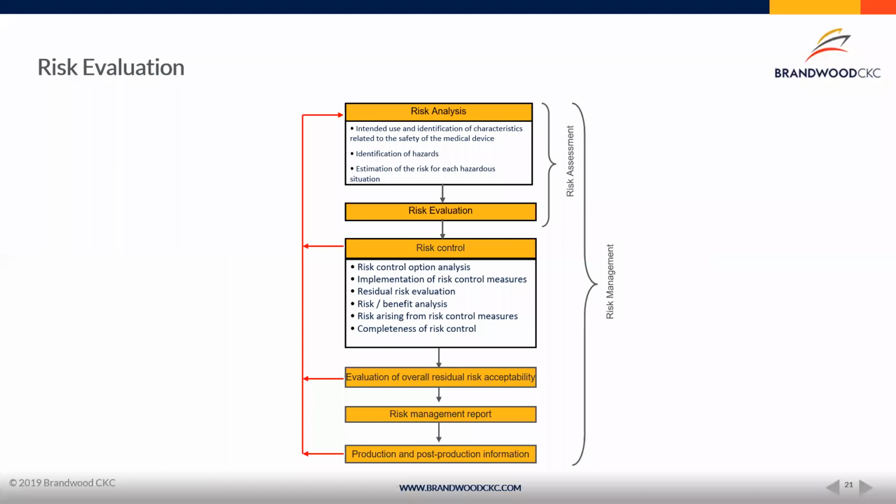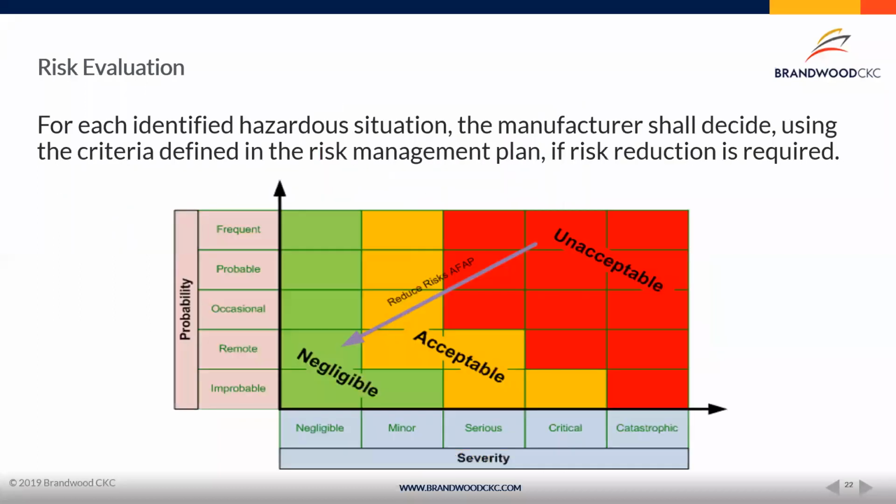Next step is the risk evaluation. Risk evaluation, there's a couple things to mention here. So for every identified hazardous situation, you need to decide the criteria in the risk management plan and when risk reduction is required. Now, the table that you see here on the slide is very commonly used, and we have this as a part of a lot of our risk analysis and risk evaluation documentation.